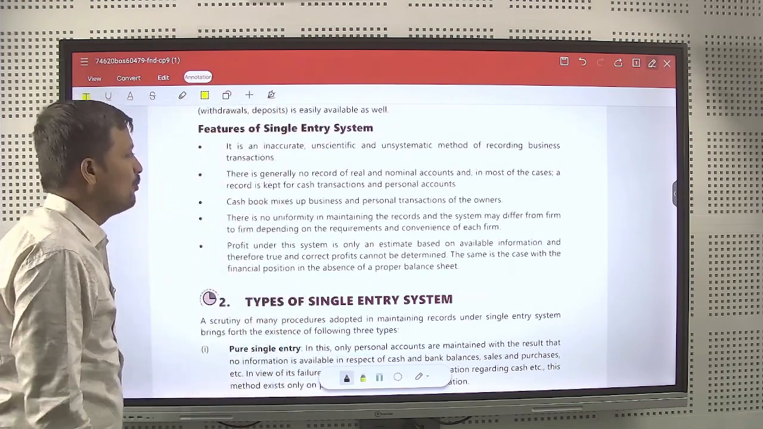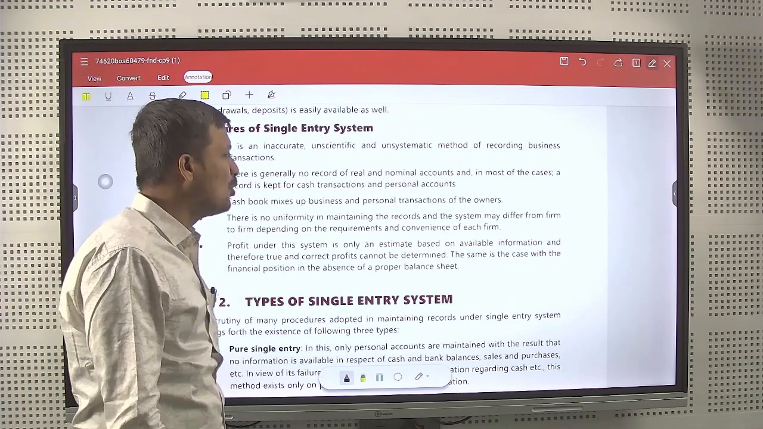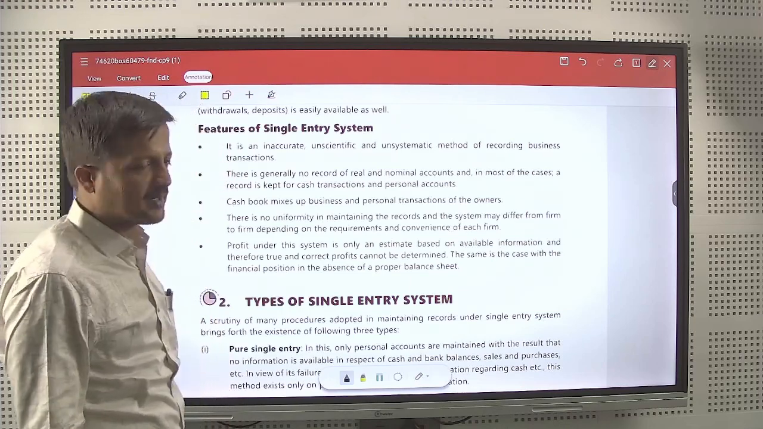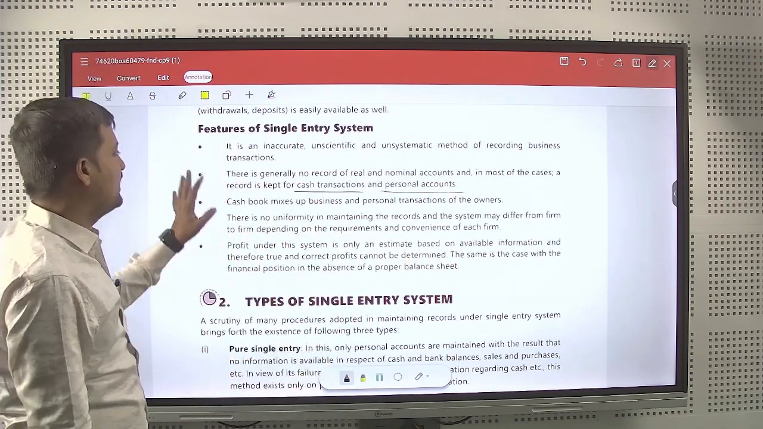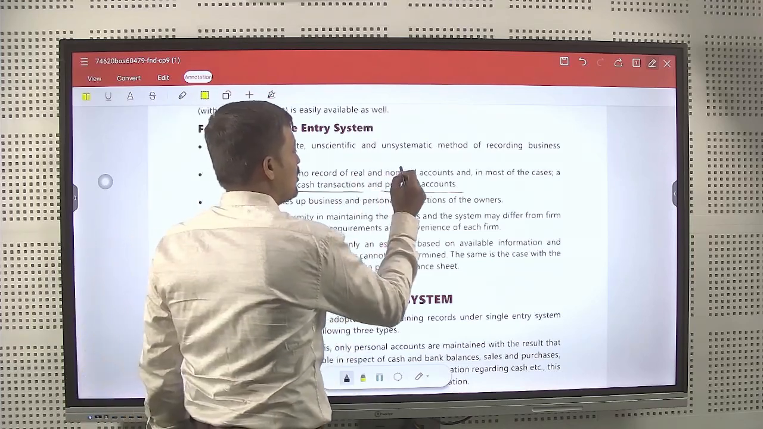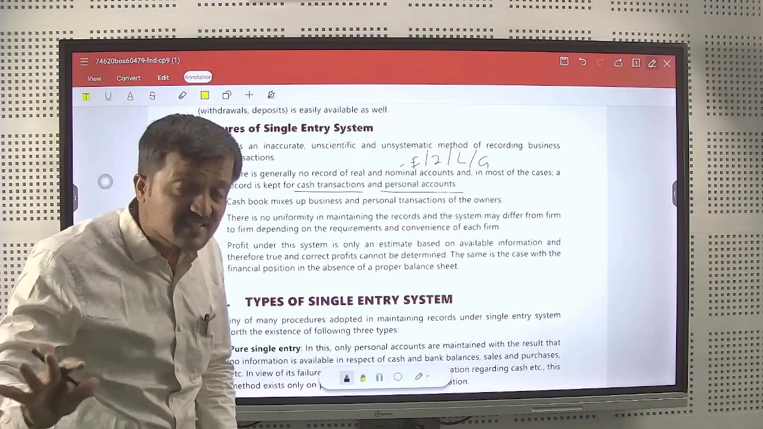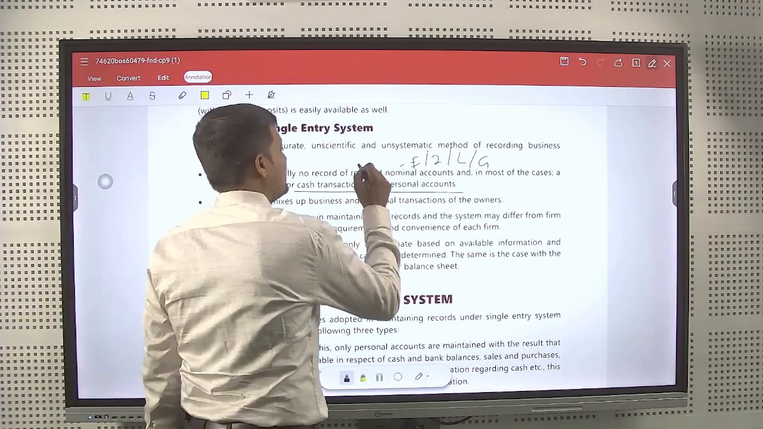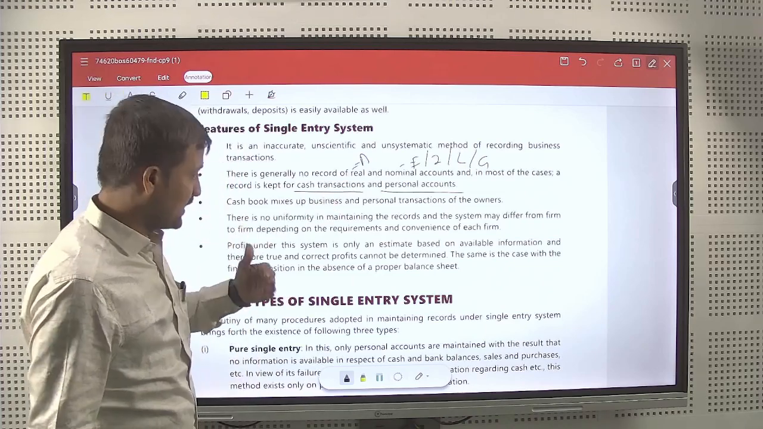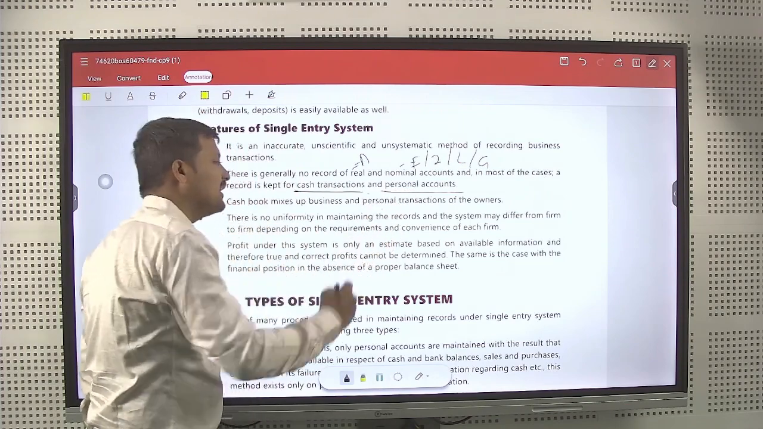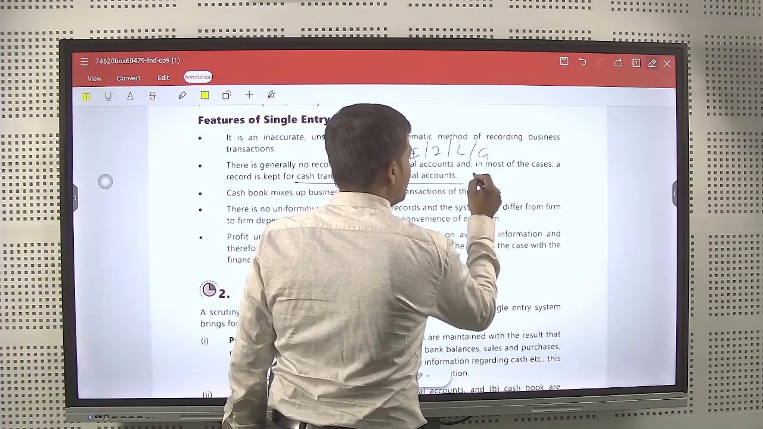Then the method of recording business transactions: there is generally no record for real and nominal accounts, and in most cases a record is kept only for cash and personal accounts. That means most of the time only these accounts are maintained, and not real and nominal. What is meant by nominal? Nominal means expenses and incomes, losses and gains. These are not considered. And what is meant by real? Real belongs to assets, that is cash, bank, machine. These all come under real. But cash transaction records are maintained, and even personal accounts are maintained. Personal accounts may involve liabilities and assets.